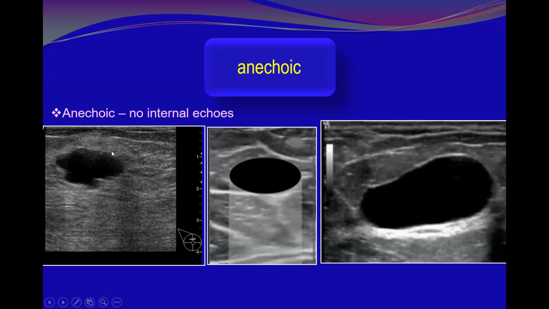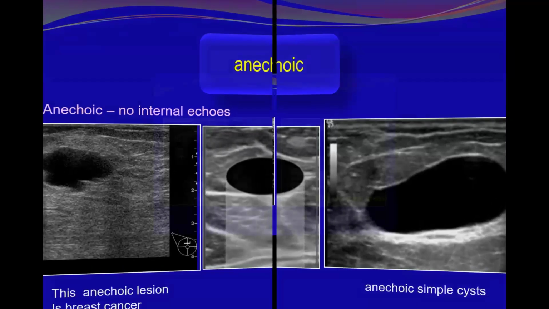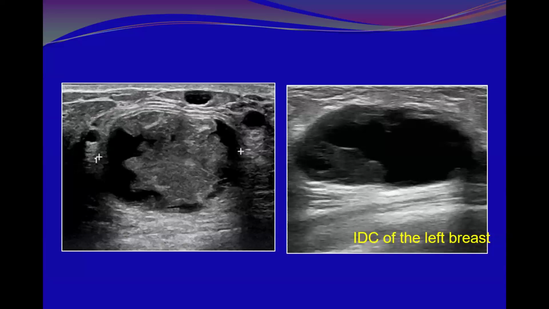But look at this one. Yes, it is anechoic, definitely anechoic with posterior enhancement, but it is irregular in shape, with a non-circumscribed margin. That was my case and it was proven to be breast cancer. So what is the difference between this and the previous one?